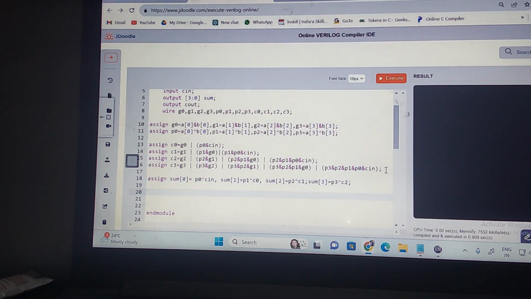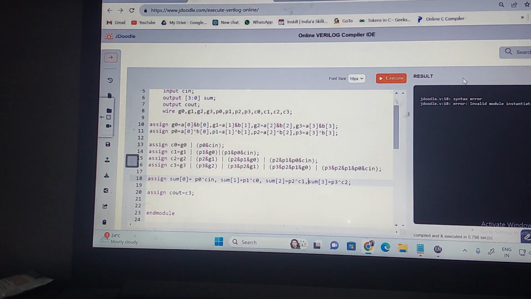Then what is C out? Assign C out is equal to C3. Now this is a carry look ahead adder. Let us check for the syntax error, line number 18. I'm writing assign sum 0, sum of 2 is equal to. I have given the semicolon, it should be a comma. Now this is our design file for the carry look ahead adder.